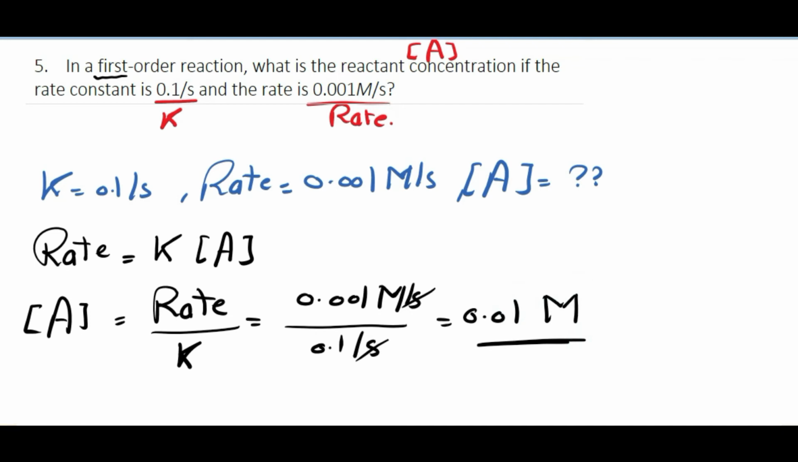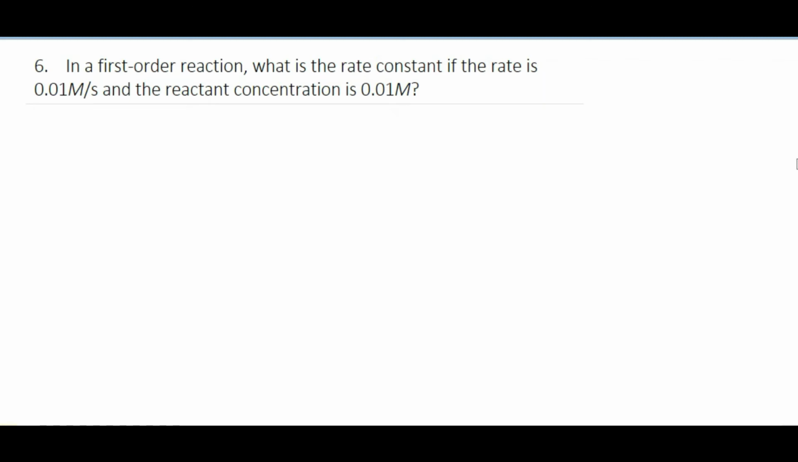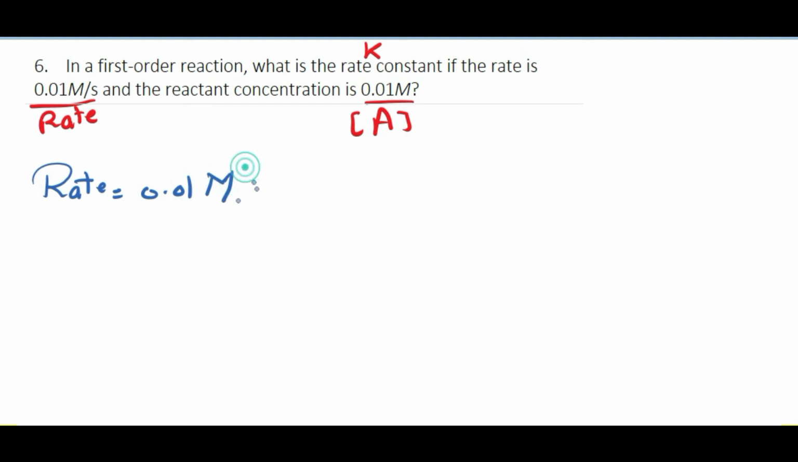After that, the last problems, problem number 6. If it is a first order reaction, what is the rate constant? Here it asks you about the constant K. If the rate equals 0.01 molarity per second, and the reactant concentration A equals 0.01 molarity. You write the given. Rate equals 0.01 molarity per second, and the concentration equals 0.01 molarity. He asks you about the constant K.